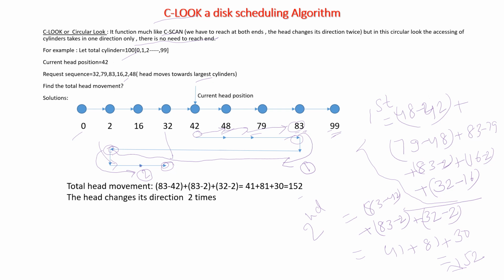Now I have explained how it has changed its direction two times. Firstly, it changed its direction when it reached the head position just before the end of the list, and it stops at 2, before 0, meaning at the last head request. Then it changed its direction and reached 32, which is the last head position, the last request sequence. In this way it has changed its direction two times. First is here and second is here.